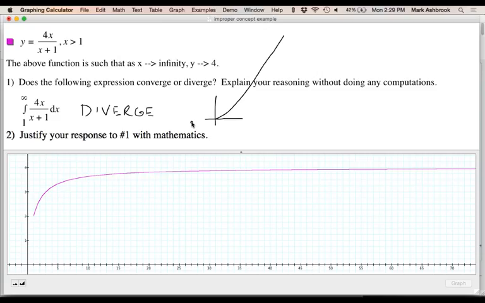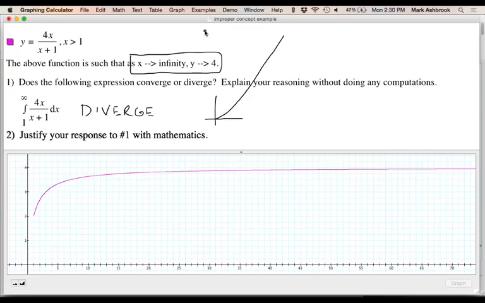Yeah? Would it be wrong to say that the rate function converges to 4, but the quantity diverges? That's exactly right. The rate function, and I told you that, right? This is saying that the rate function converges to 4 units per unit of x. Yep, the rate function converges to 4. But because of that, your quantity diverges.